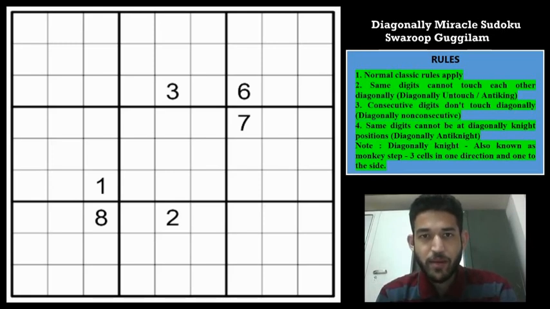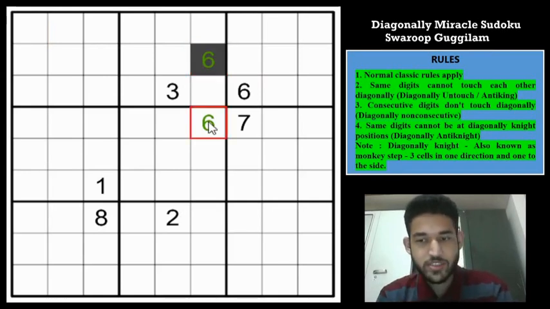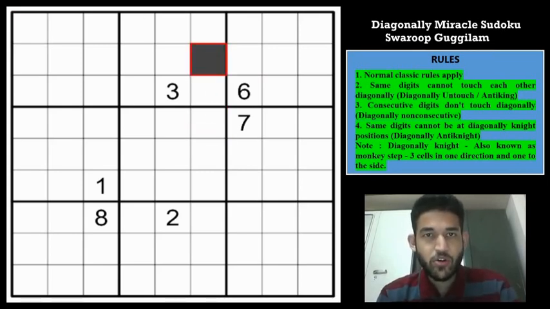Standard classic rules apply. Each row, column and 3 by 3 box will contain the digits 1 to 9 and same digits cannot touch each other diagonally. So if you have a 6 here, then you can't have a 6 in these two cells, right? Because then 6 will be touching itself. So this is called the diagonally untouched rule, or you can call this the anti-king rule. This is called a king movement. So just a second. Same digits cannot touch each other diagonally.